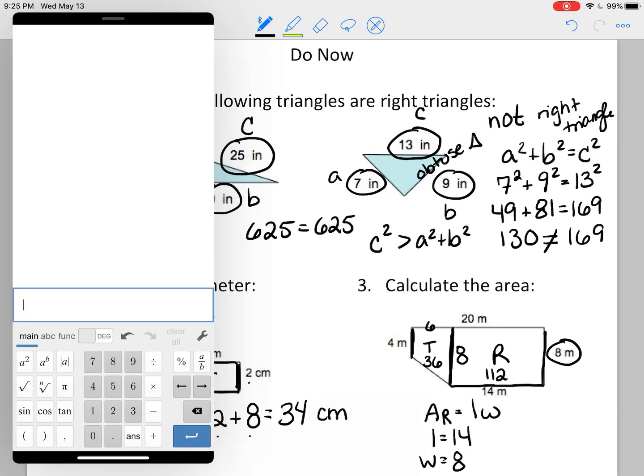Now we need to add our two areas together. So 36 plus 112 is equal to 148. And since this is area, it is in square meters, or you could say meters squared.